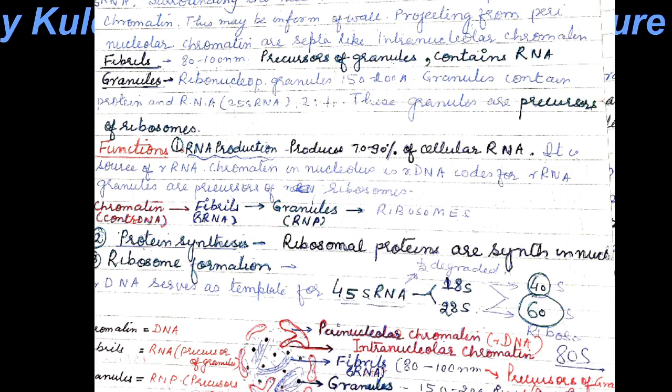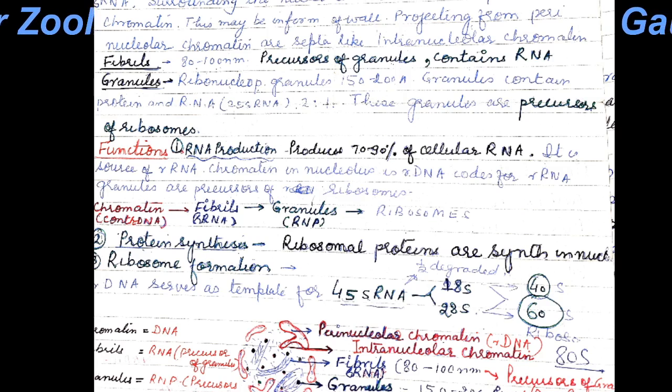The second function is protein synthesis. Ribosomal proteins are synthesized in the nucleolus. Then the prime function is formation of ribosomes. As I have told you, DNA serves as a template for 45S and 25S rRNA. Half of it gets degraded, then it gets converted into 18S and 28S rRNA, which form two subunits of ribosomes, 40S and 60S.